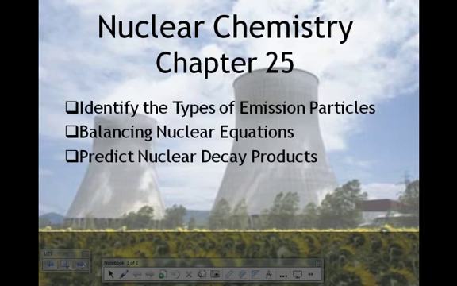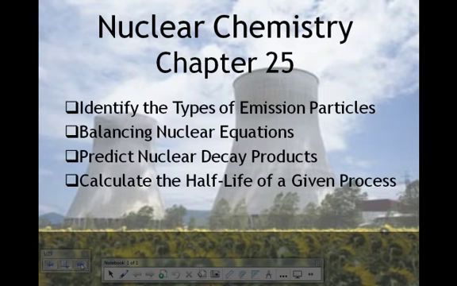And then, finally, one last thing. Calculate the half-life of a given process, or describe what happens after a certain number of half-lives or a certain amount of time has gone by, how much of that substance we would have remaining after nuclear decay takes place. So that's where we're headed. Let's get right to it.